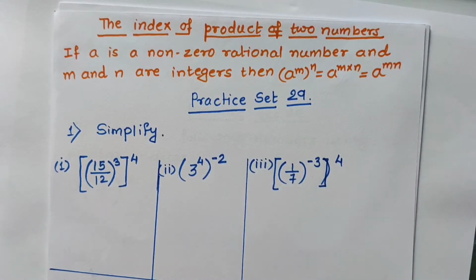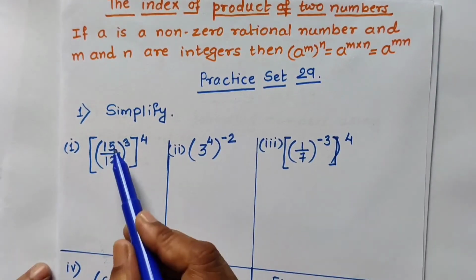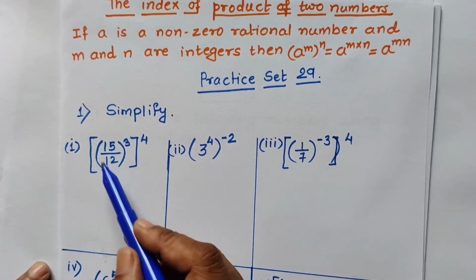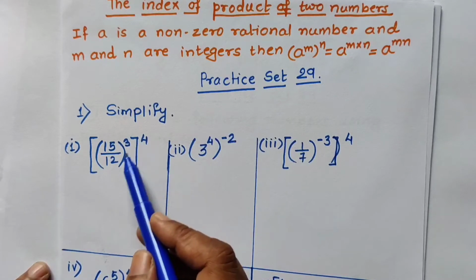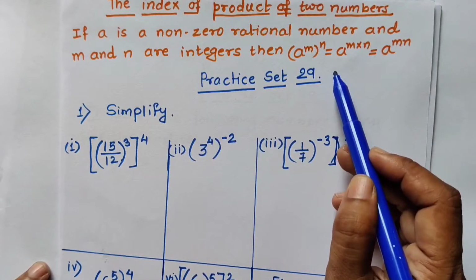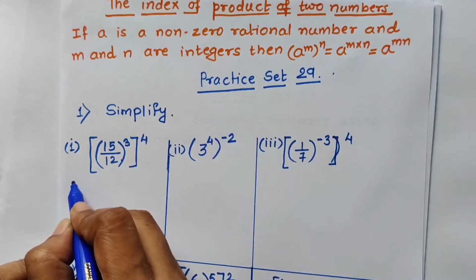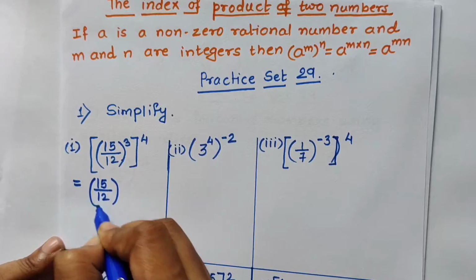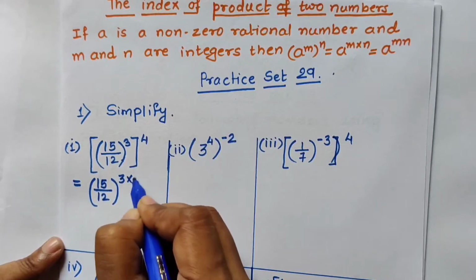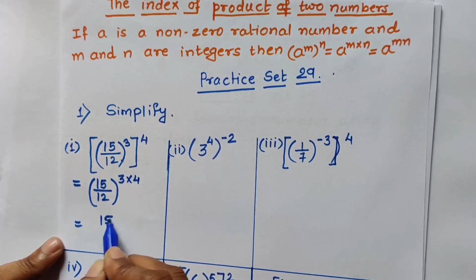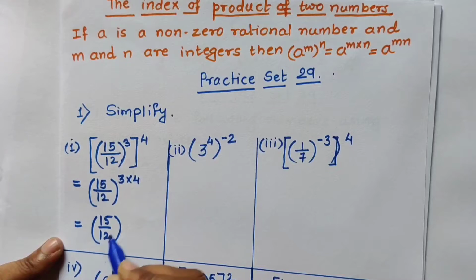Now see, simplify. First sum is 15 upon 12 raised to 3 raised to 4. That means one base is there, 15 upon 12, and two indices. So one base and two indices are there. That means what? We have to multiply the indices. Write the base one time and multiply the indices. So here I am going to write the base one time, 15 upon 12, and we will multiply the indices, 3 multiplied by 4, and write the answer of this multiplication. Again base write as it is, 15 upon 12, and 3 4s are 12. In this way I have to solve the sum.